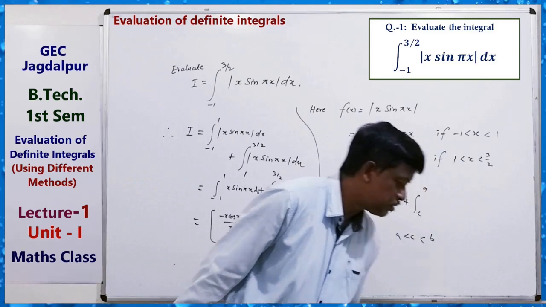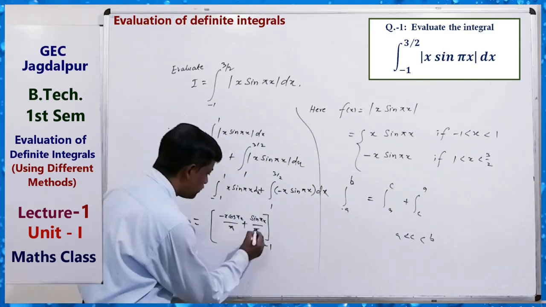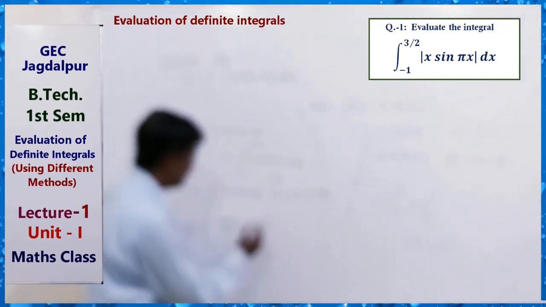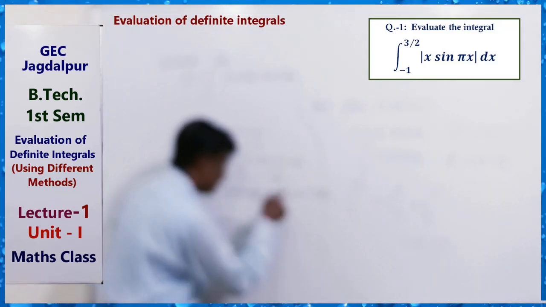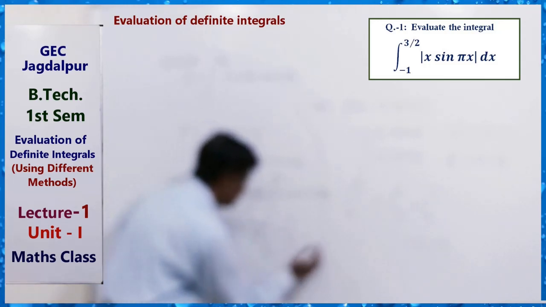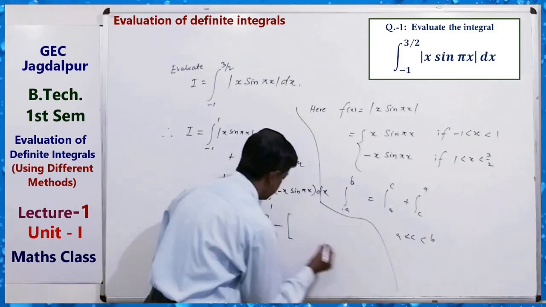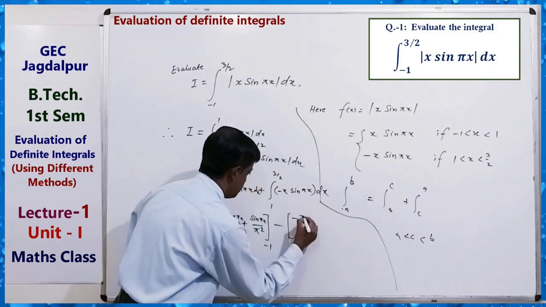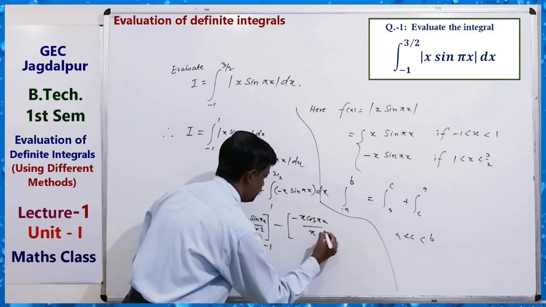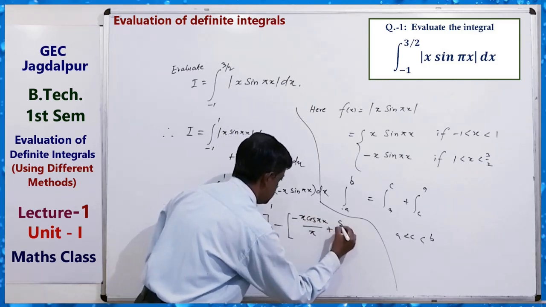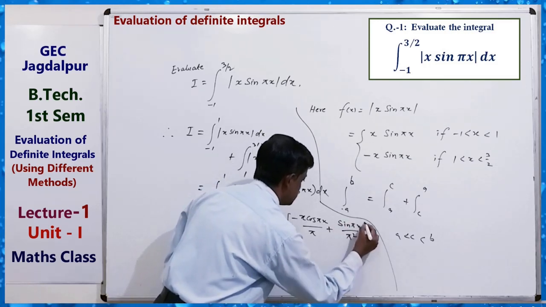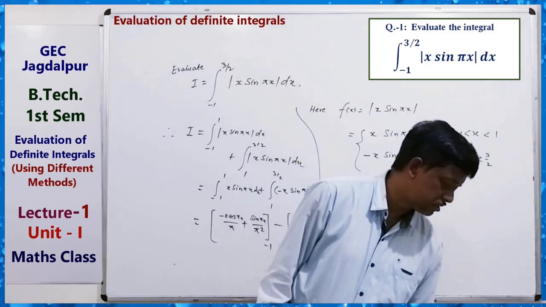Minus x cos pi x by pi plus sin pi x by pi square. This will be just applying by parts. And here the minus sign, and the integration of this is the same, so the minus sign is outside. So here minus x cos pi x by pi plus sin pi x by pi square.